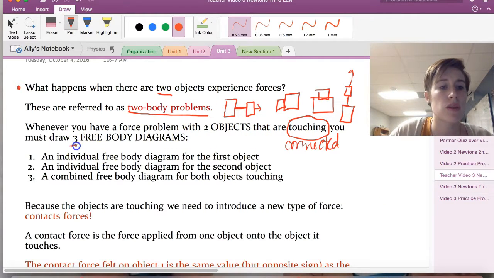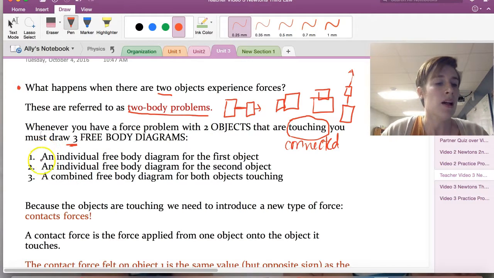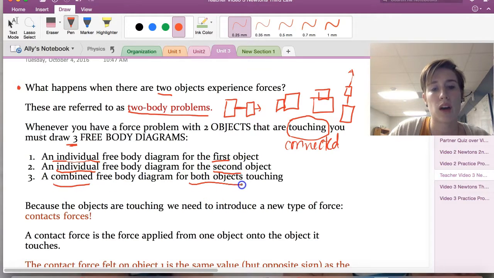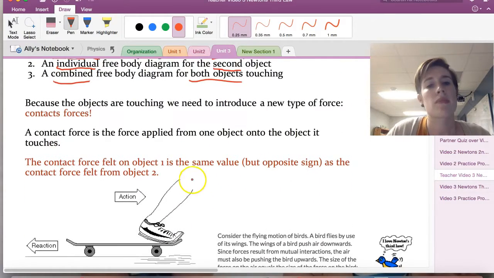So we have to draw three free body diagrams in order to solve a two-body problem. The first free body diagram needs to be an individual free body diagram for the first object. Then you're going to draw another free body diagram of the second object. Then you're going to draw a combined one of both objects together. So let me walk you through that.